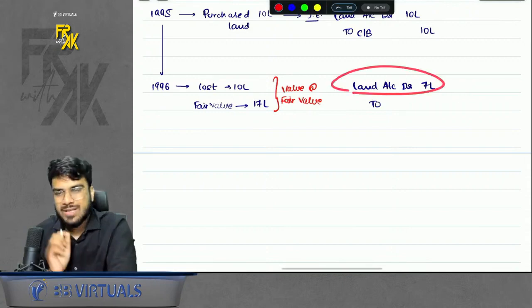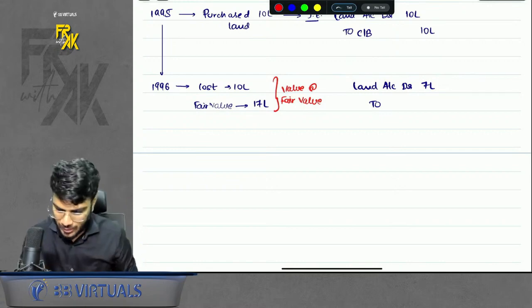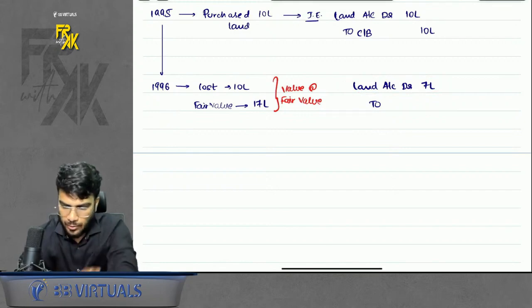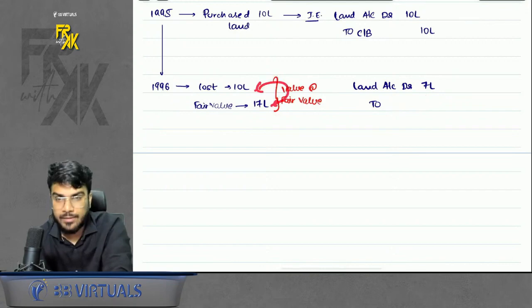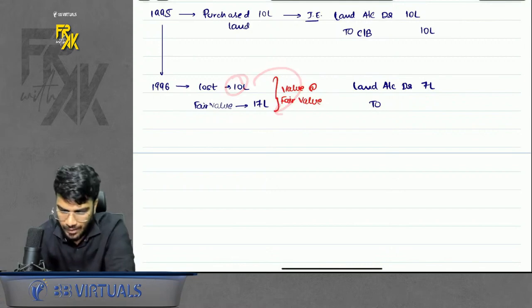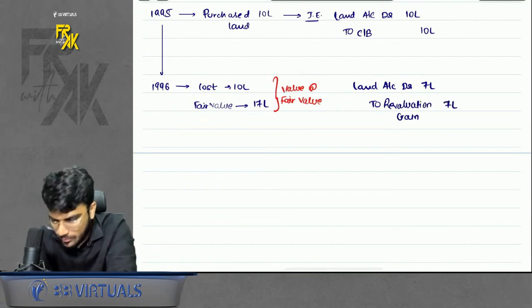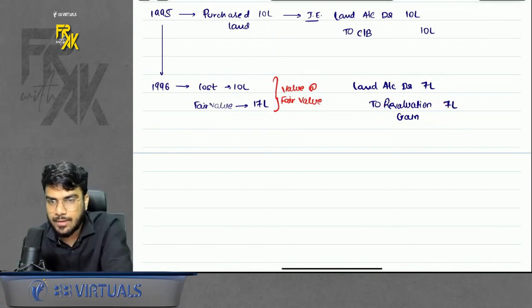See, why debit? Because land is an asset. To increase an asset, you have to debit it. So we will say land account debit to, which term will we use? Now see, this is not profit on sale. You have not sold the land, so you cannot say profit on sale. Ideally, because you have revalued the figure of land, you have taken it from cost to the latest fair value, you will say this is nothing but a revaluation gain. You will use the term revaluation gain, 7 lakhs.